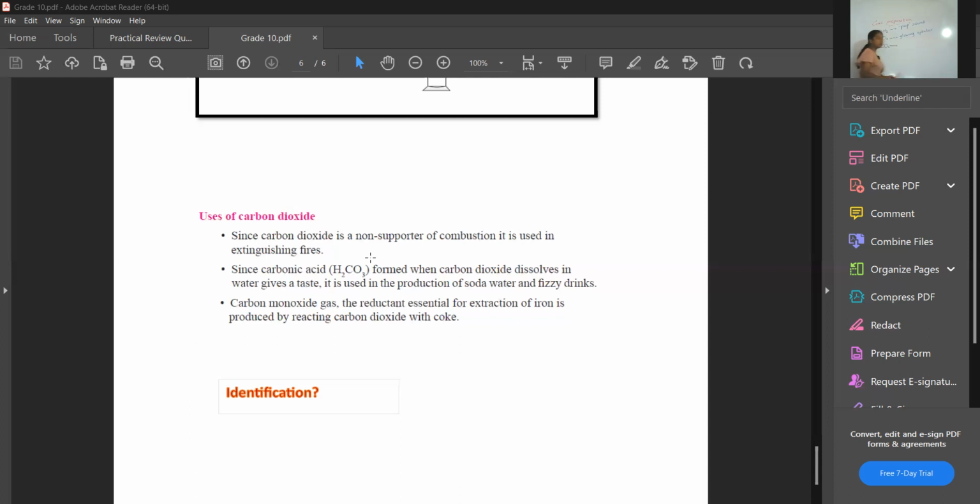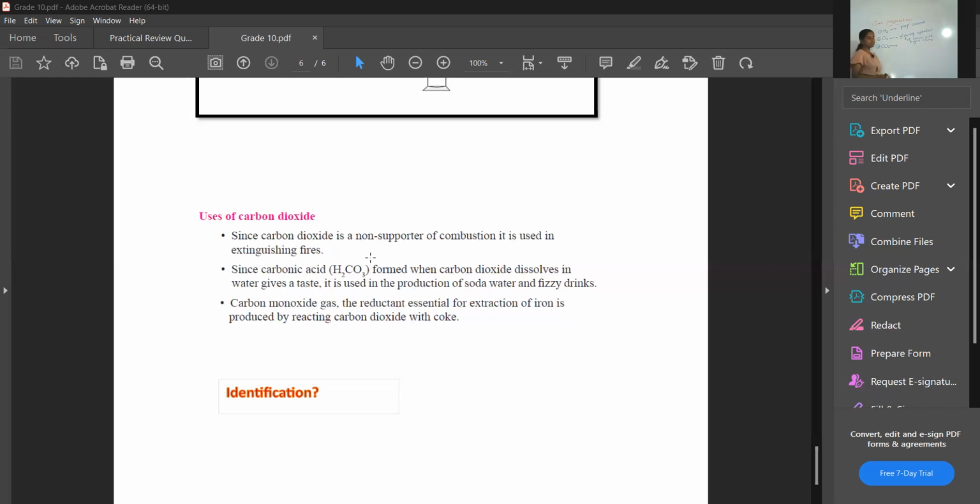When we use a glowing splinter, it burns with a bright flame. We can observe that the flame becomes brighter than at first. So we can confirm that it is oxygen gas.